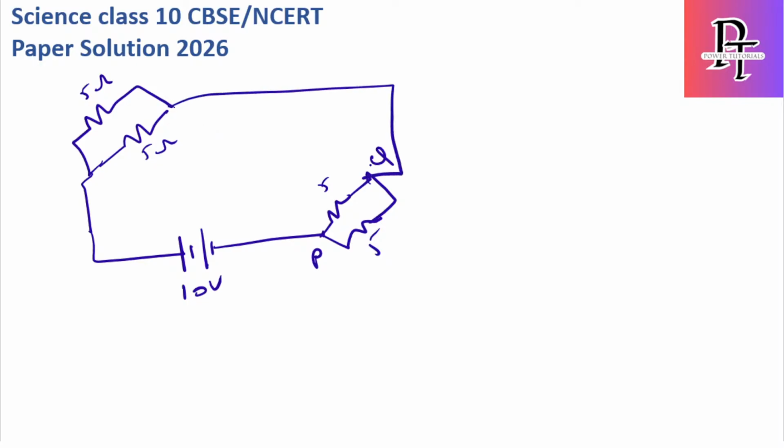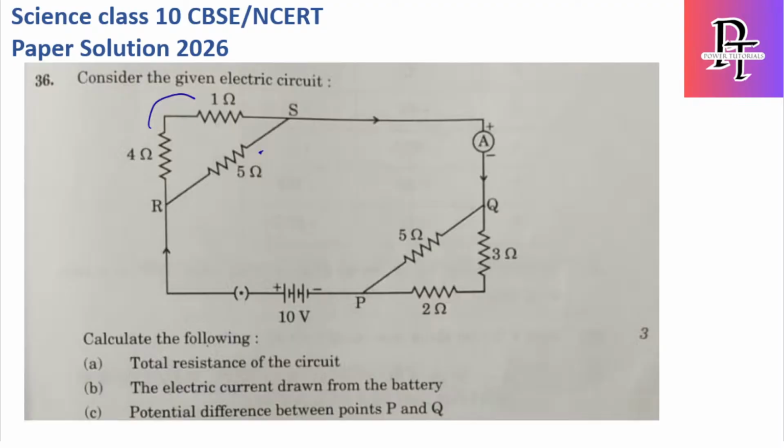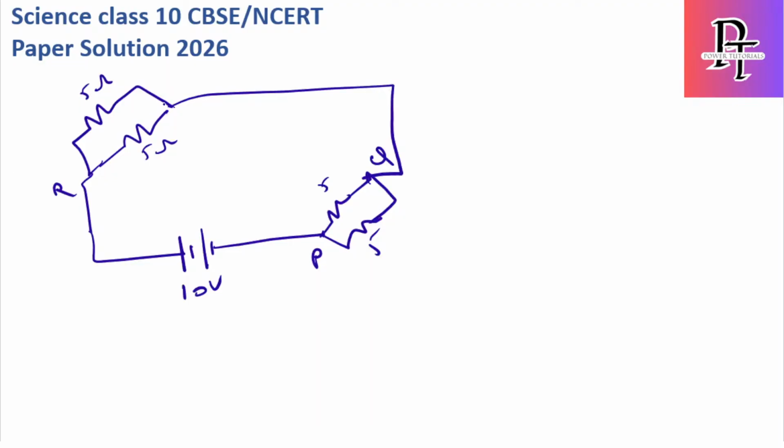So the circuit is like this. Okay, we have R and S here. Let me write it. Okay, so what is 5 parallel 5? If two resistors are equal and in parallel, then the resultant is simply half of it.